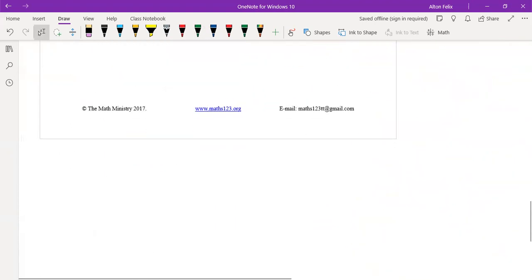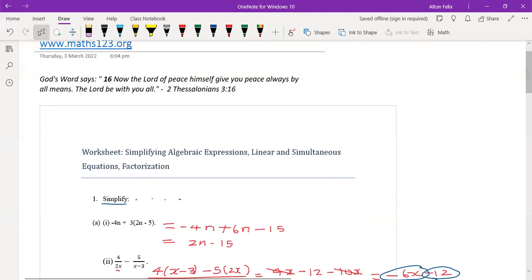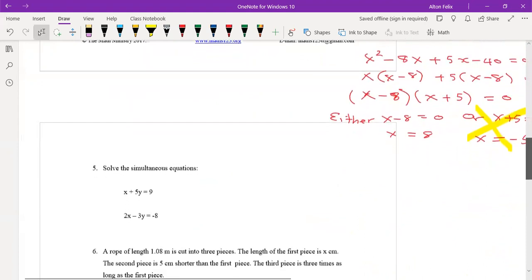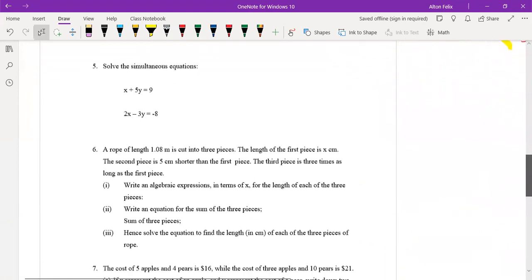So we are going very good indeed. We got 3 more questions. All right, let's see how we can tackle those 3 more questions. All right, so we're on question number 6. We have a pair of simultaneous equations to solve. Let's do that.